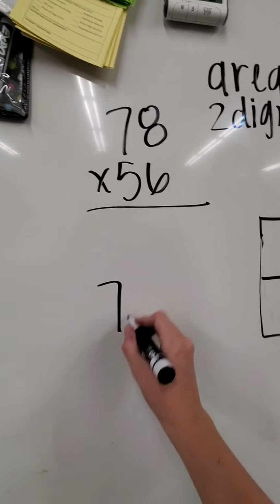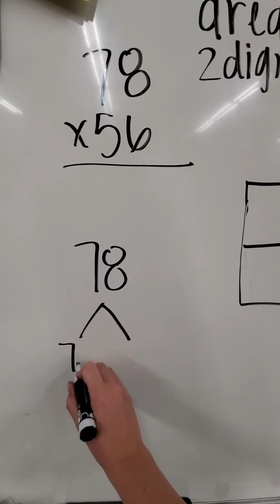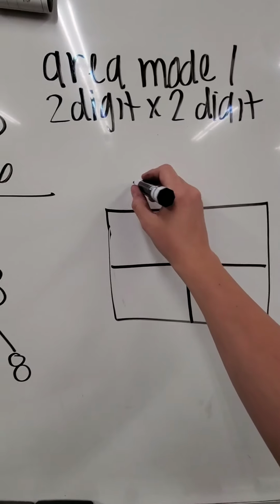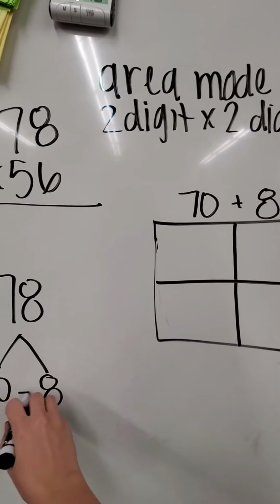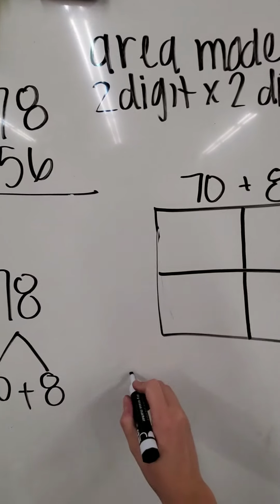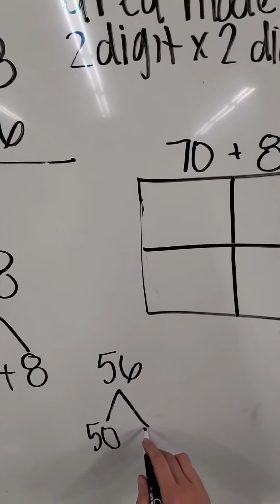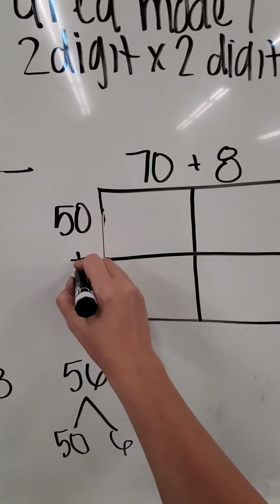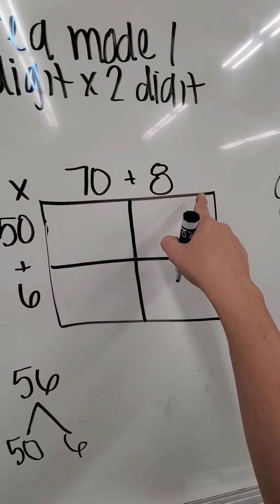I'm going to take my 78 and decompose it. When I do that, I see I have 7 tens, which is 70, and 8 ones, which is just 8. And I'm going to write 78 up on the top. Then I look at my other two-digit number, which is 56, and I'm going to decompose that. I've got 5 tens, which is 50, plus 6 ones. And I'll be multiplying 56 times 78.